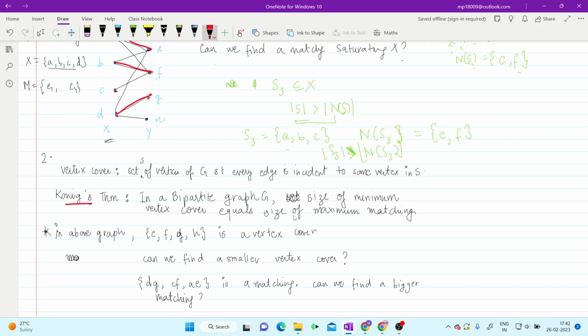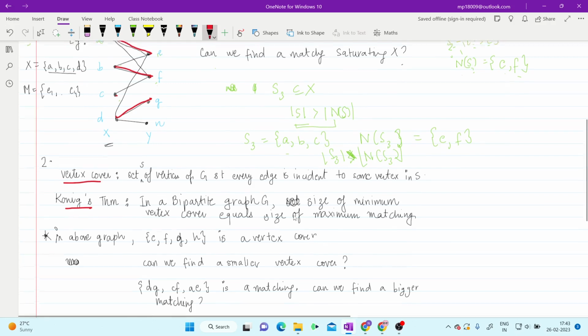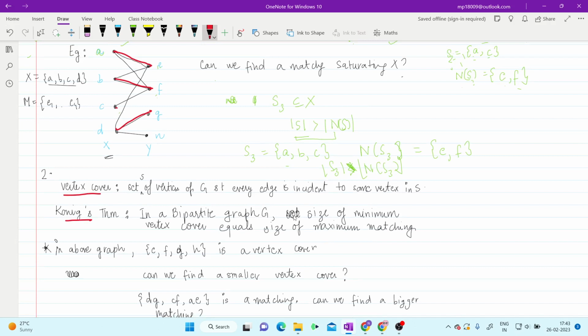Before stating Koenig's theorem, I want to introduce another definition, which is the definition of a vertex cover. So what is a vertex cover? A vertex cover is basically a subset of vertices, a special set of vertices such that all the edges present in the graph should have at least one vertex from that set S. So a vertex cover is a set S of vertices of G such that every edge in G is incident to some vertex in S.